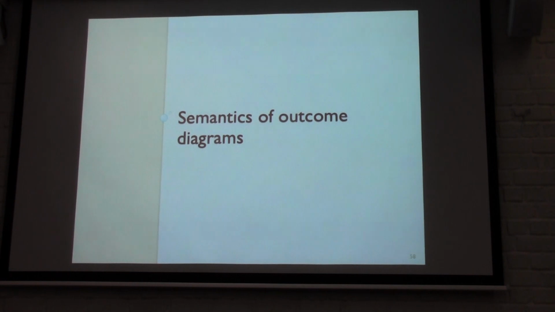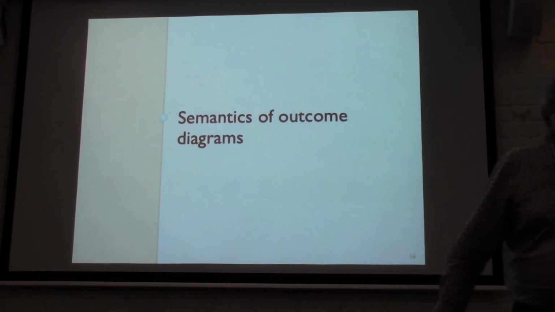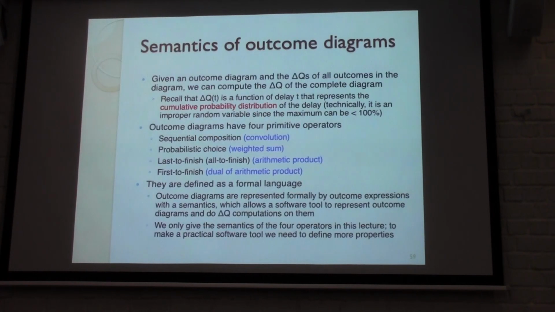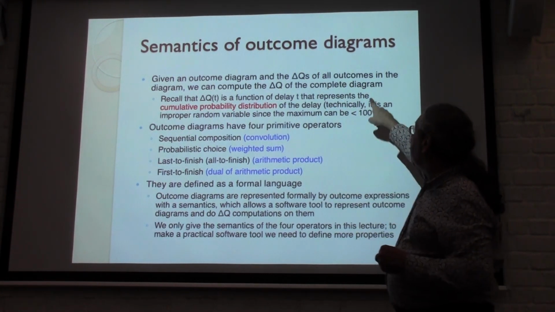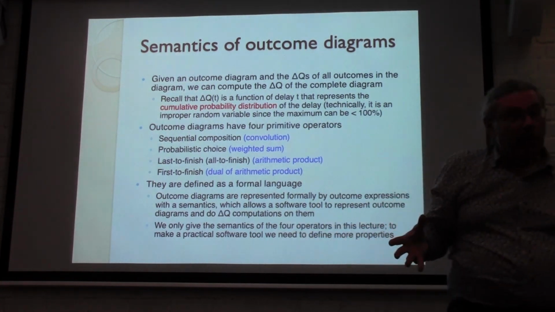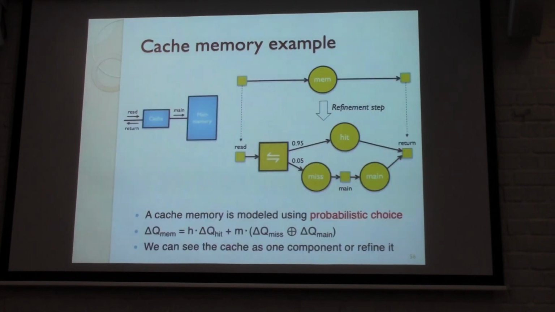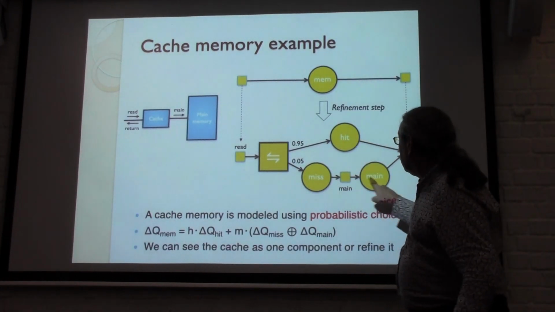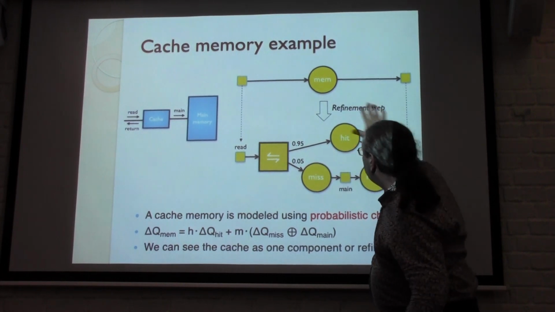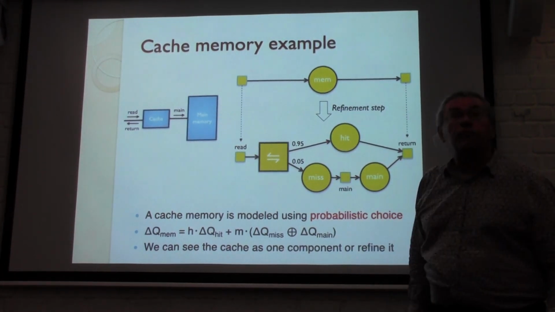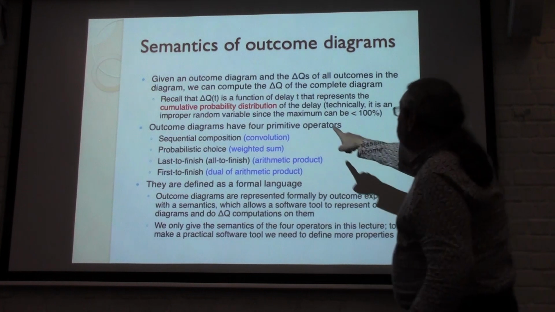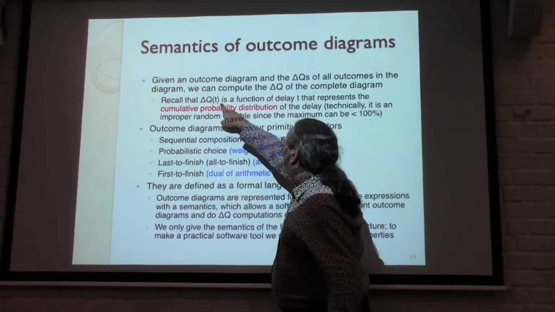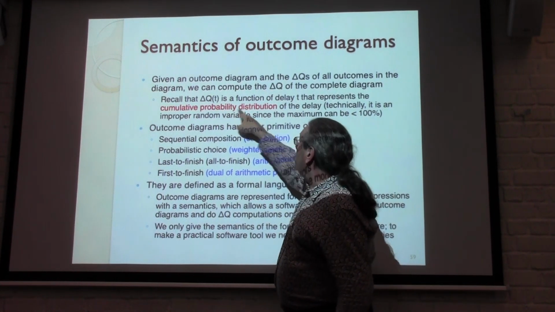I have many more examples, but I want to give you a little bit more of the formal computations that you do. Given an outcome diagram and the delta Qs of all the pieces, we can compute the delta Q of the full diagram. Like here in this example, we have three delta Qs and these weights, and we can compute the whole delta Q using this formula, which is a property of probabilistic choice. Remember, delta Q is a function of time delay. It's a cumulative probability distribution.